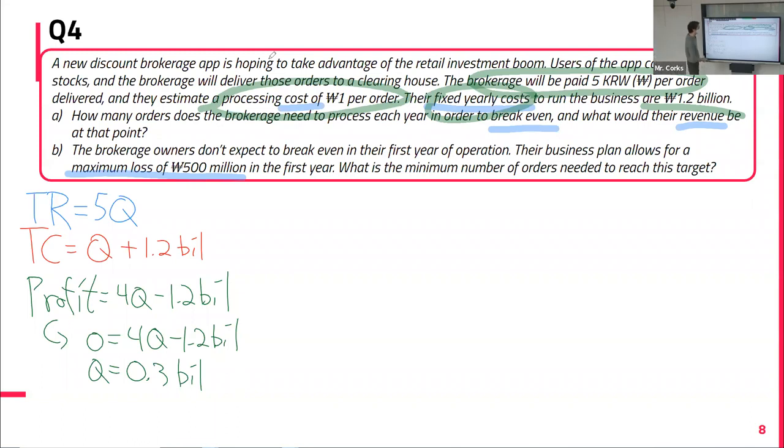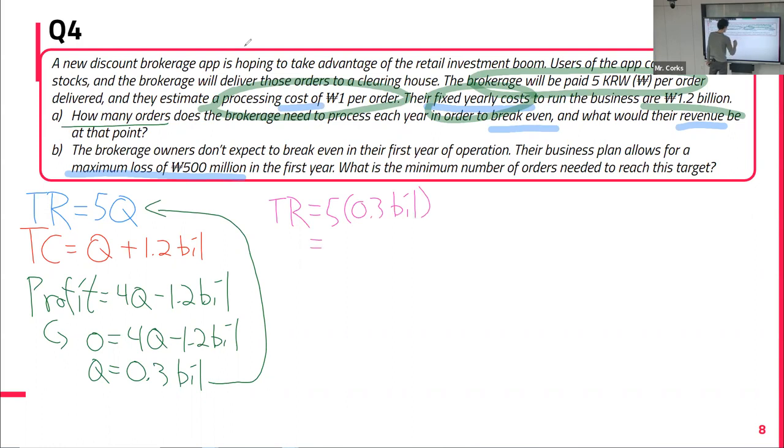All right. So there's how many orders in order to break even? We did that part, but they're also saying, what would the revenue be at that point? Okay, how are we finding that? All right. We just take our Q value, put it into our total revenue equation. So TR in that case is 5 times 0.3 billion, so 1.5 billion.